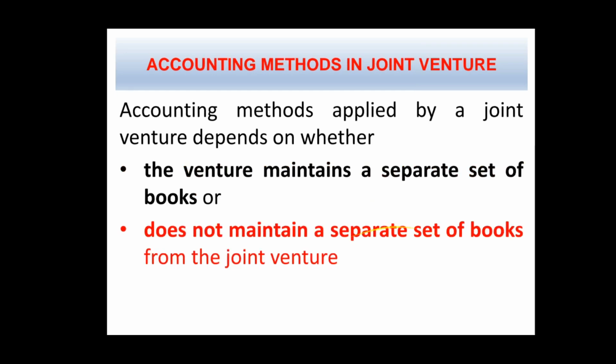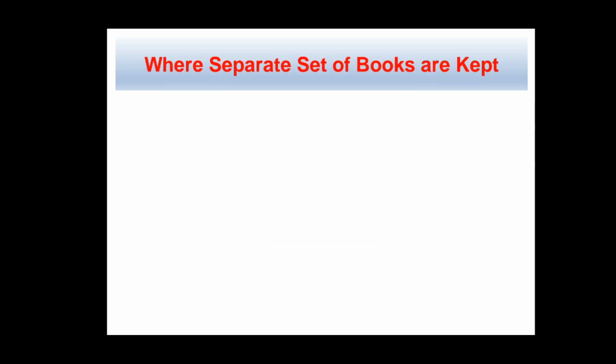That's what this one is talking about, while in the second one, the venturer does not maintain a separate set of books. So the kind of account that will be prepared on the two occasions is different. So let's start with a situation whereby a separate set of books is being kept for the joint venture.